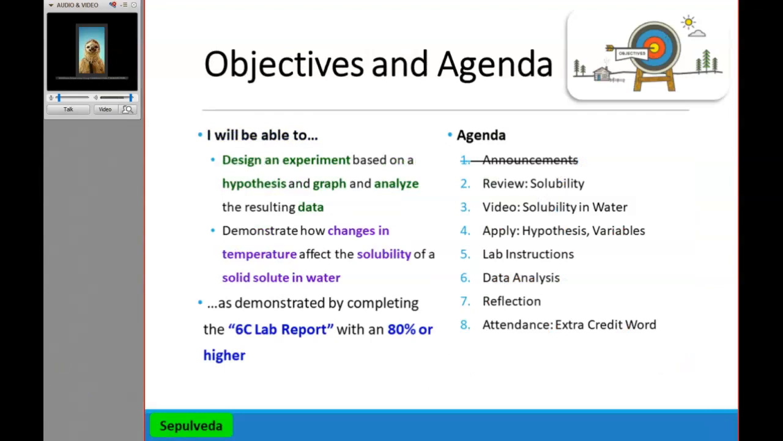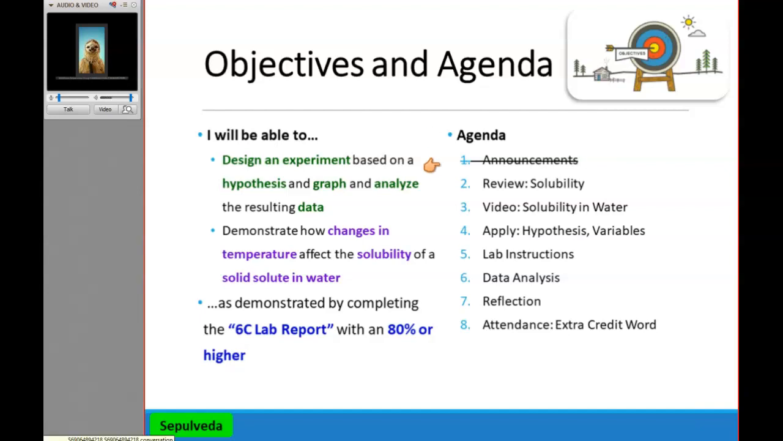So today we're going to design an experiment based on the hypothesis, and graph and analyze some data that we are going to gain with our Solubility Lab. We're going to demonstrate how changes in temperature affect the solubility of a solute in water, okay? And we're going to demonstrate this all by looking at our 6C lab. And hopefully with today and the help that we're going to be giving you, you'll be getting an 80% or higher. If you're doing that, good to go, okay?